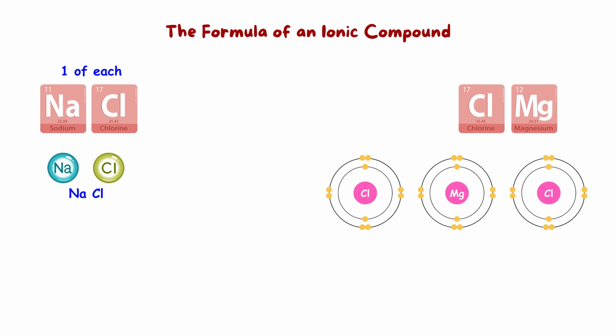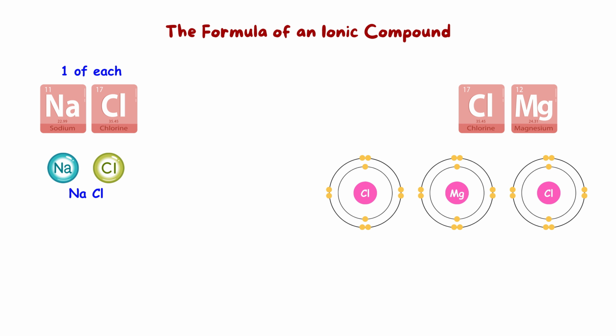Now consider a different example, such as magnesium chloride. Magnesium is a group 2 element and forms an ion with a positive 2 charge. To balance this, we need 2 chloride ions, each with a negative 1 charge, in order to make the compound electrically neutral. Therefore, the formula for magnesium chloride is magnesium with 2 chloride ions. In this case, we write it as MgCl2.